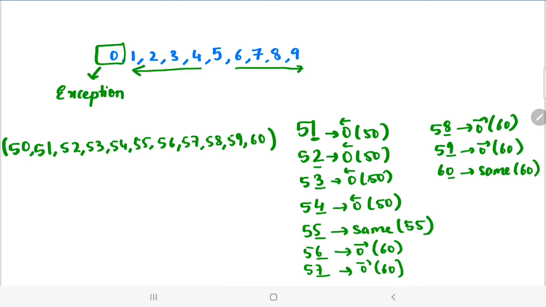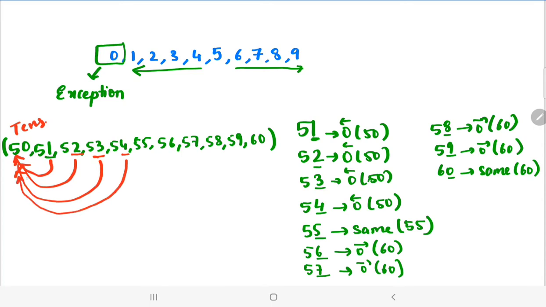Now, if you have 1 in the units place, you will round it off to the nearest before tens place. Means if 51 is there, here 1 is in the units place, you will round it off to the before number, that is 50, the before tens number. If you have 2, you will round it off to 50 only. If you have 3 in the units place, you will round it off to 50 only. If you have 4, you will round it off to 50 only.